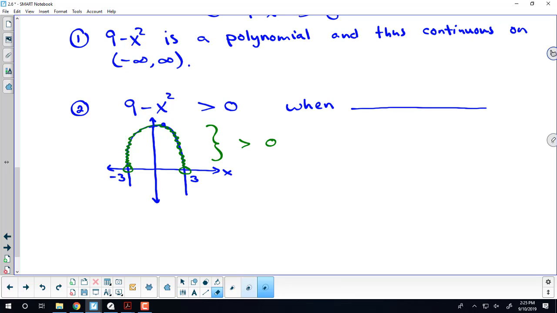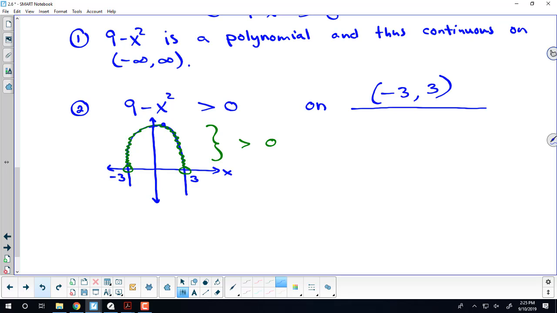So let me just modify this. 9 minus x squared is larger than 0 on the interval -3 to 3. Would it be brackets or the square brackets including 3? But we're not including 3. It's square brackets if it's larger than or equal to. Oh, okay. Yeah.